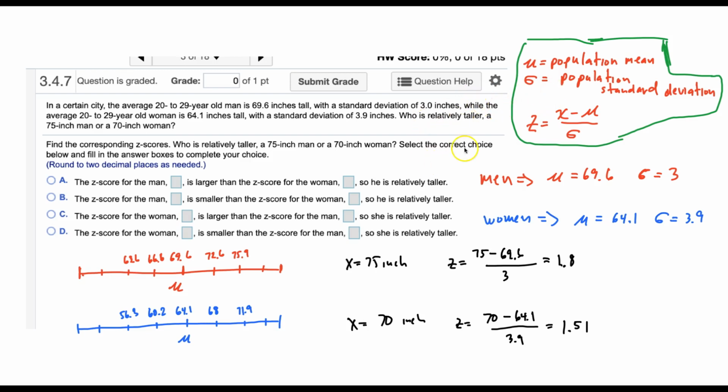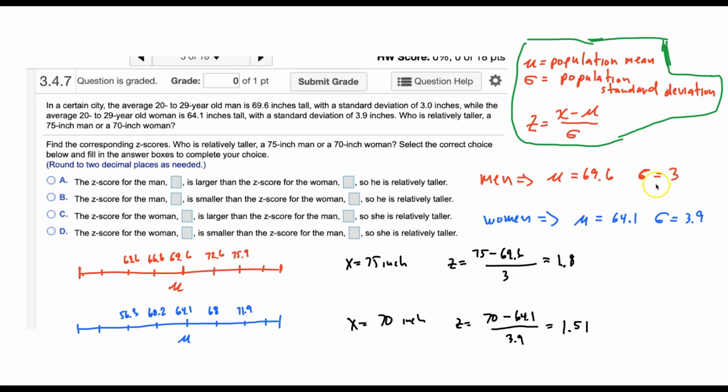We have population data about men and women. We have their mean heights and the standard deviation. The mean height for women and the standard deviation. And again, the mean tells us on average what the heights of men are in this city, for men and women. The standard deviation tells us how spread out the data is.